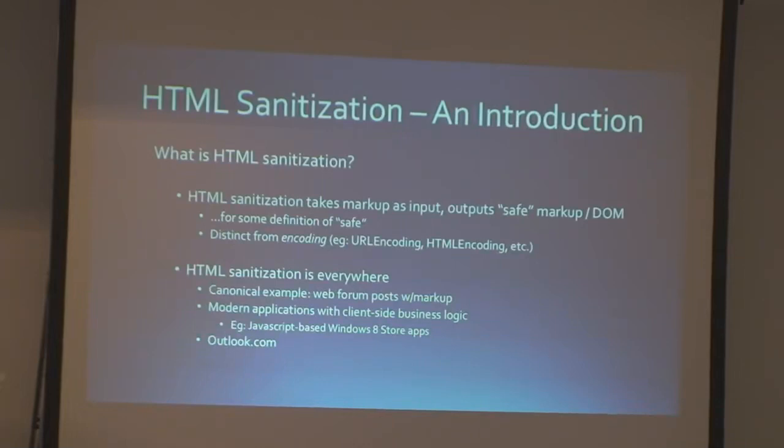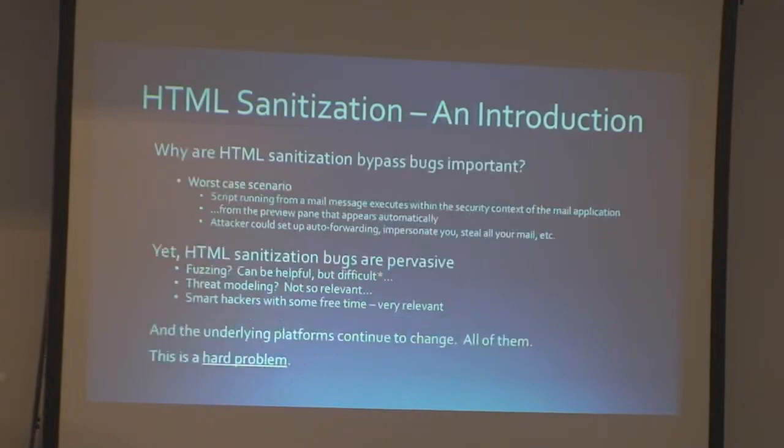Outlook.com, formerly Hotmail, of course, uses HTML sanitization to show you email messages without script executing from those mail messages. That would actually be fairly catastrophic. This is the basic cross-site scripting scenario. If you've got script running from a mail message, some really nasty things will happen, and they may happen as soon as you view the mail message in your preview pane, which sometimes appears even without user interaction. If somebody can execute script, they might then be able to set up forwarding, steal all your mail, send mail as you, et cetera. Very bad.